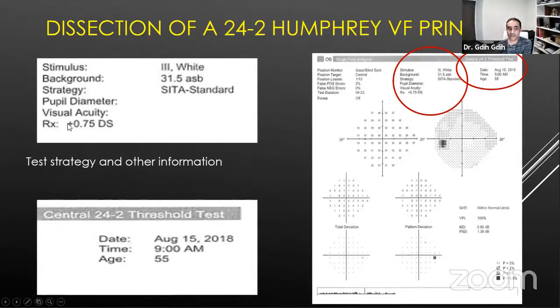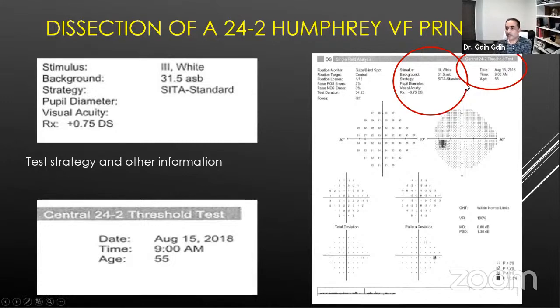Also, the refraction. If the refraction was not used, then it's an area for you to look at, whether a refraction was used or not. And then based on that, you can say whether this is okay to accept, or you should go back and have them wear their prescription and then get another test.